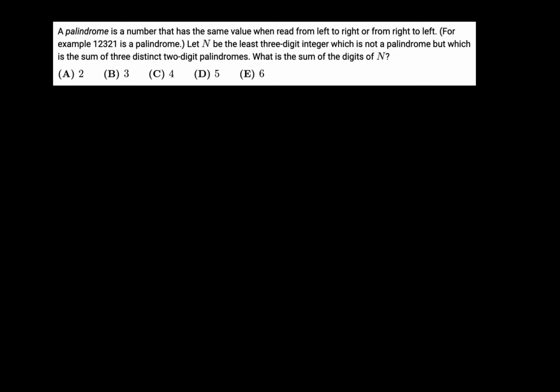Let's read through our problem. A palindrome is a number that has the same value when read from left to right or from right to left. For example, 12,321 is a palindrome. Let n be the least three-digit integer which is not a palindrome, but which is the sum of three distinct two-digit palindromes. What is the sum of the digits of n?